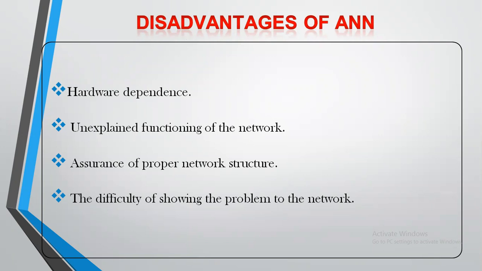And the third disadvantage is assurance of proper network structure. That means to take a decision or to do something, we are building the artificial neural network only through experience and on a trial and error basis. There is no specific rule for creating an artificial neural network.